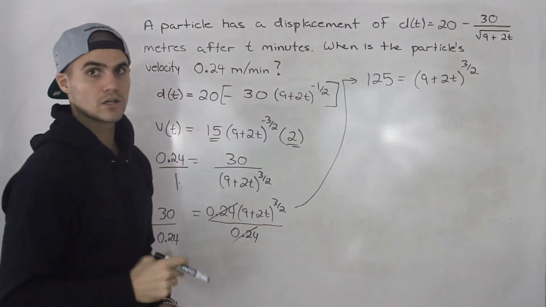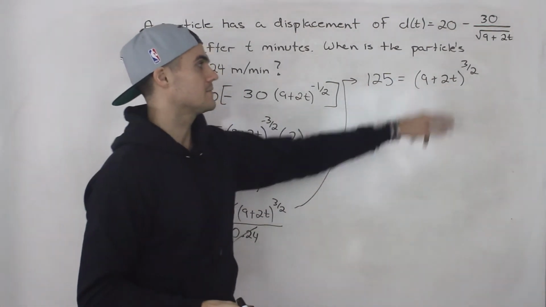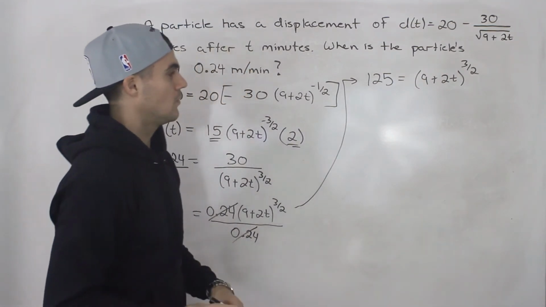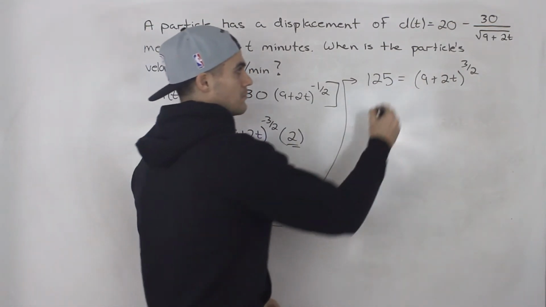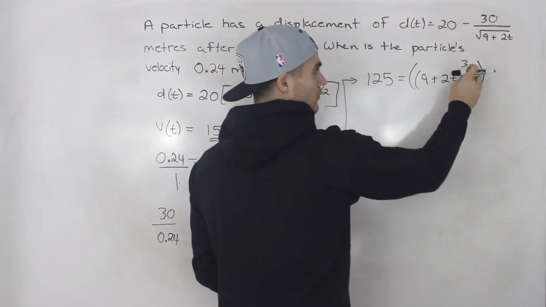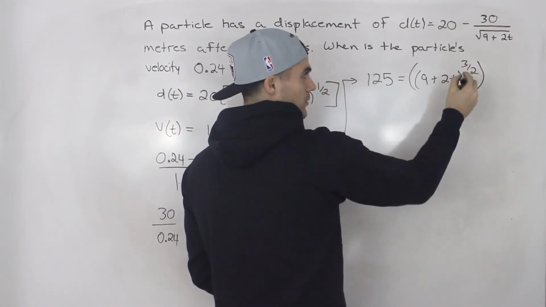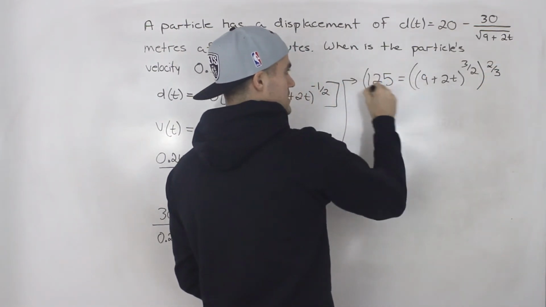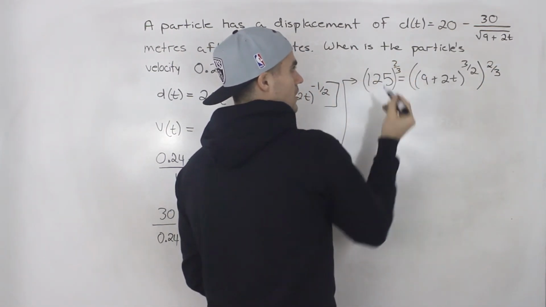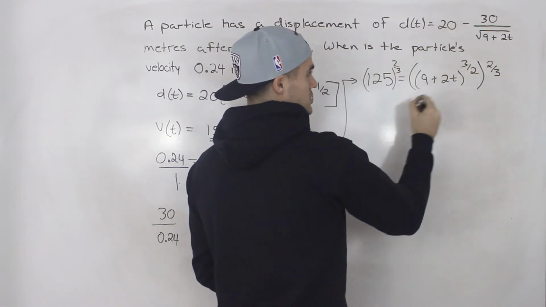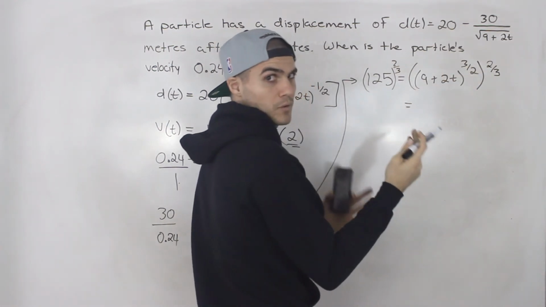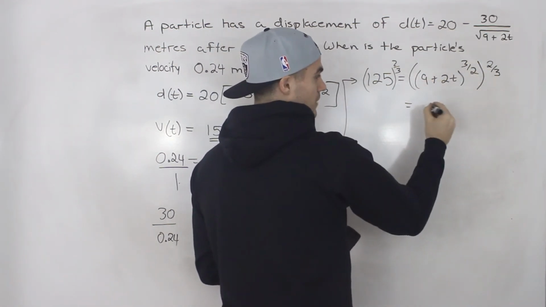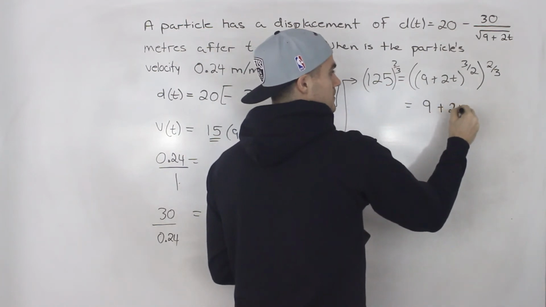Right? So it's starting to look a lot better. We're getting closer to that t. But how are we going to get rid of this exponent 3/2 here? Well, we can take both sides to the power of the reciprocal of that exponent. 3/2, the reciprocal of that is 2/3. What we do to one side, we have to do to the other side. So 3/2 times 2/3 is just 1. That's why we multiply by its reciprocal, to get 1. (9 + 2t) to the power of 1 is just 9 + 2t.